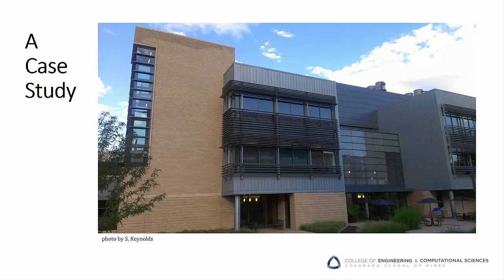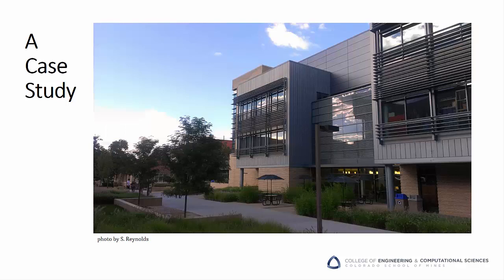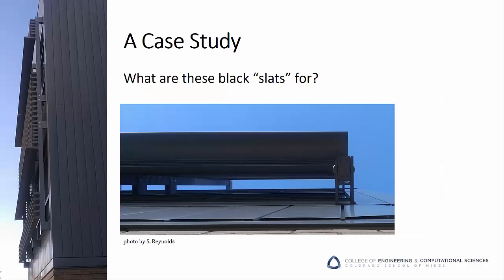When walking by Brown Building on campus, have you ever noticed the strange horizontal slats on the building? They aren't on all the windows in Brown Building. In fact, they appear on the west side of the building only, and specifically on windows that have no other overhang. So what are these black slats for? Take a moment and think about it, and then enter your answer in the quiz box.